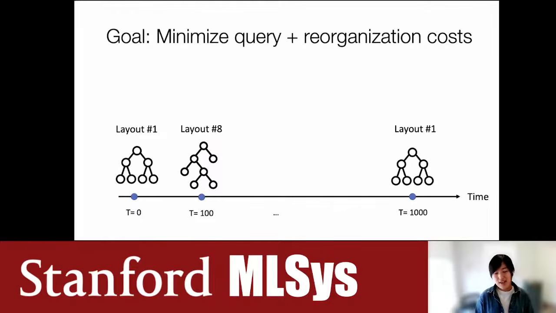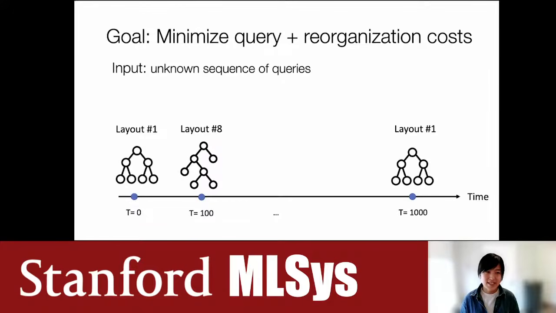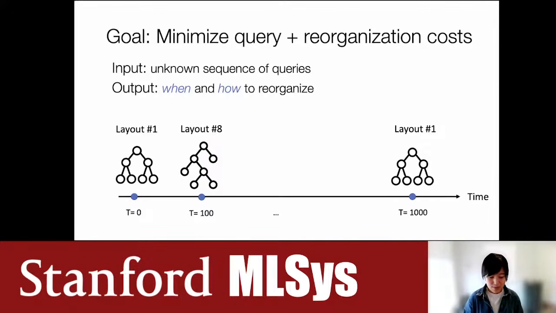And at the end of the day, end users of the system pay for resources that are used both for query processing and for reorganization. So as designers of the system, it makes sense for us to optimize for the sum of both costs instead of only focusing on, for example, reducing query costs. So the question is basically, for an unknown sequence of queries that the system is seeing, can we make smart decisions on when and how we should reorganize the underlying data so that we can minimize these total costs on the system over time?